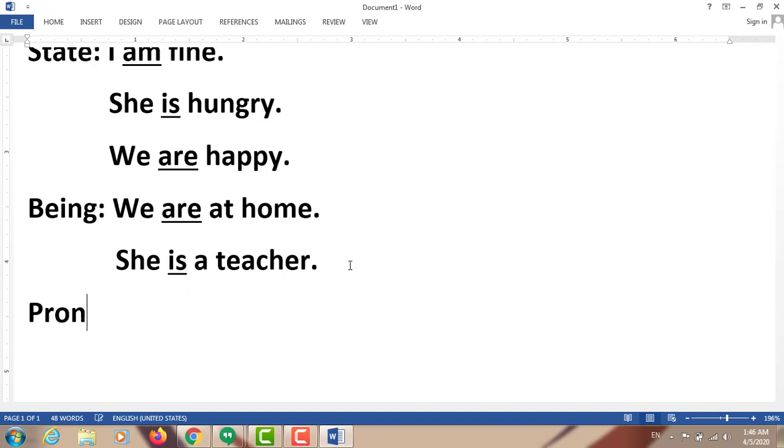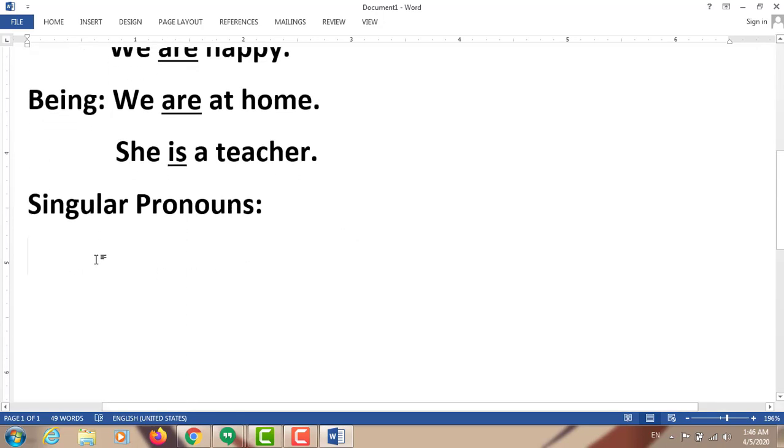So next we will be talking about the singular pronouns. What are pronouns? Pronouns are used instead of nouns to do what? To prevent repetition. It means when you're writing, it's very important not to repeat the name of a person again and again, the name of a place again and again. So that's why we use pronouns.